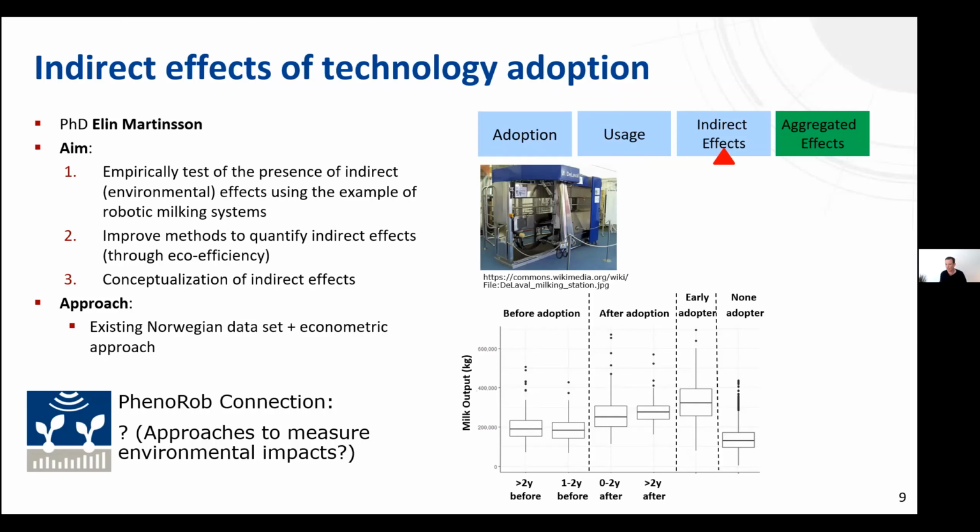In terms of the PhenoRob connections, there is currently no connection yet, but I think what would be interesting to us, and the previous talk was already a great example in that direction, is any approach to measure the environmental impacts in certain ways, so that we can use these measures in our study of the indirect effects, in our study of the eco-efficiency effects of technologies.